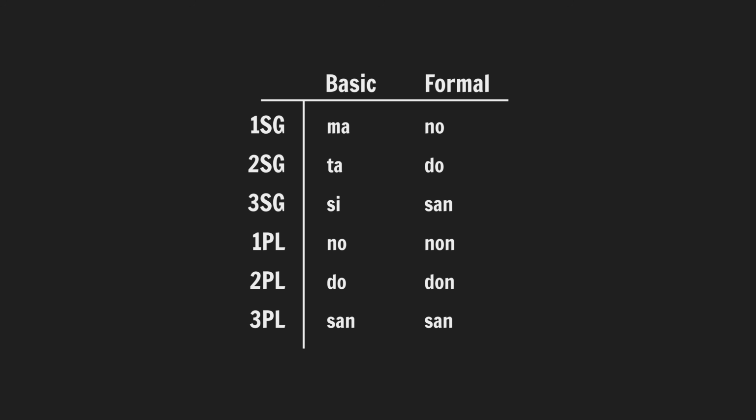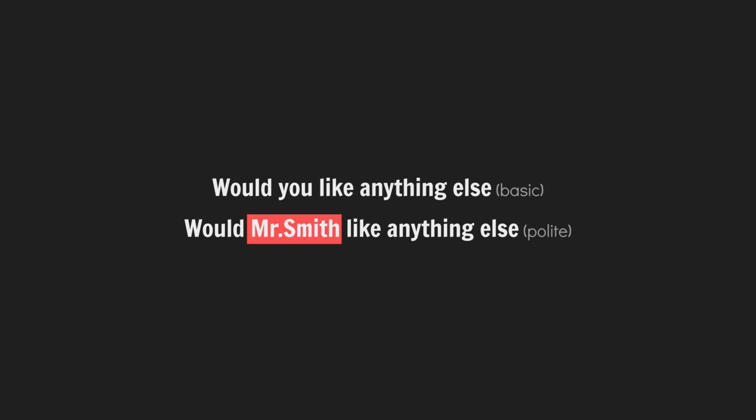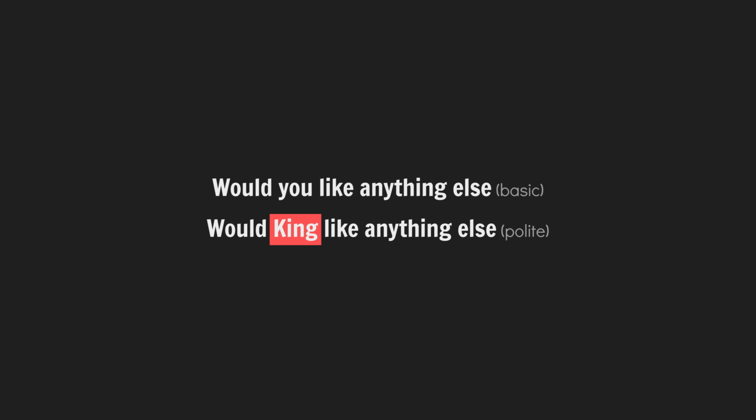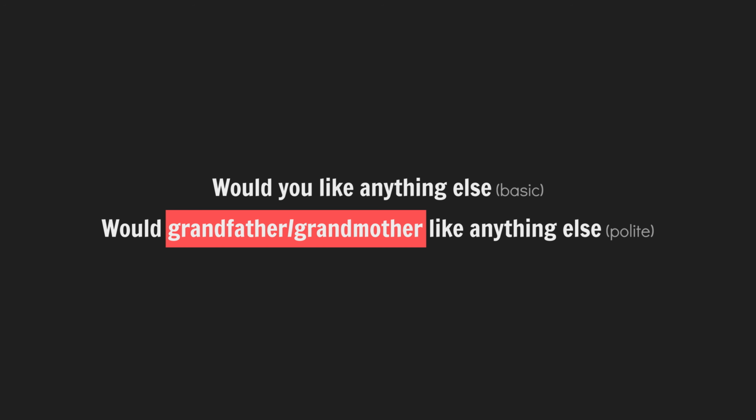Avoidance of person markers is another strategy to mark politeness. You could go with zero forms. Would you like anything else will become would like anything else. Impersonal forms, would one like anything else. Full names, would Mr. Smith like anything else. Titles, would King like anything else. And or kinship terms, would grandfather, grandmother like anything else. In this case, grandfather or grandmother wouldn't mean your grandfather or grandmother. Rather, the indication would be that you respect the addressee by associating them with people of seniority and wisdom.